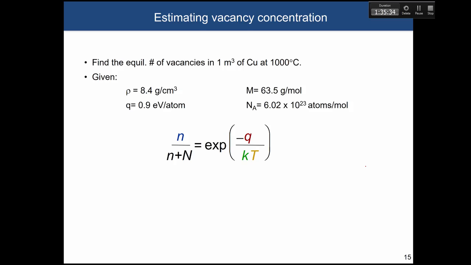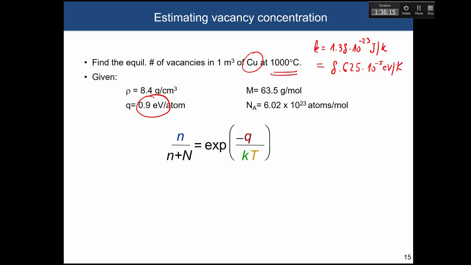We will go through an example of copper at 1,000 degrees, and we will consider 1 cubic meter of copper. So the question is, how many vacancies do you have, and what is the concentration of the vacancies in this material? So we know that the magnitude of k is 1.38 times 10 to the minus 23 joules over Kelvin, because the activation energy is typically expressed in electron volts. So you have to convert this into electron volts. So this is 8.625 times 10 to the minus 5 electron volts per Kelvin.